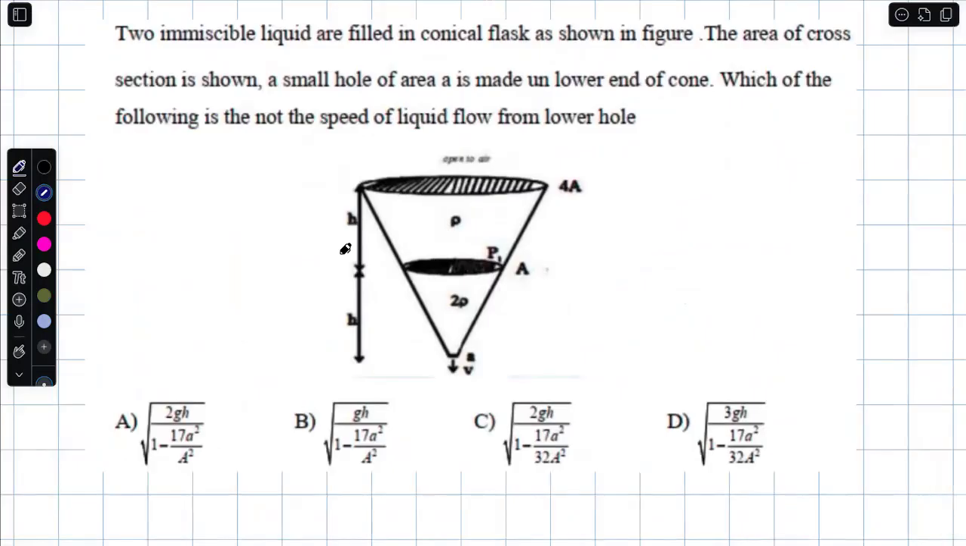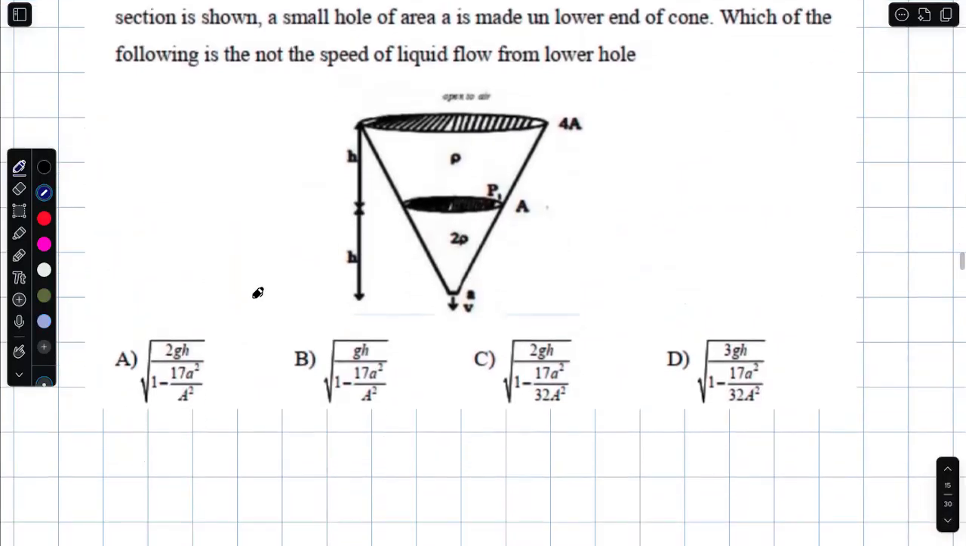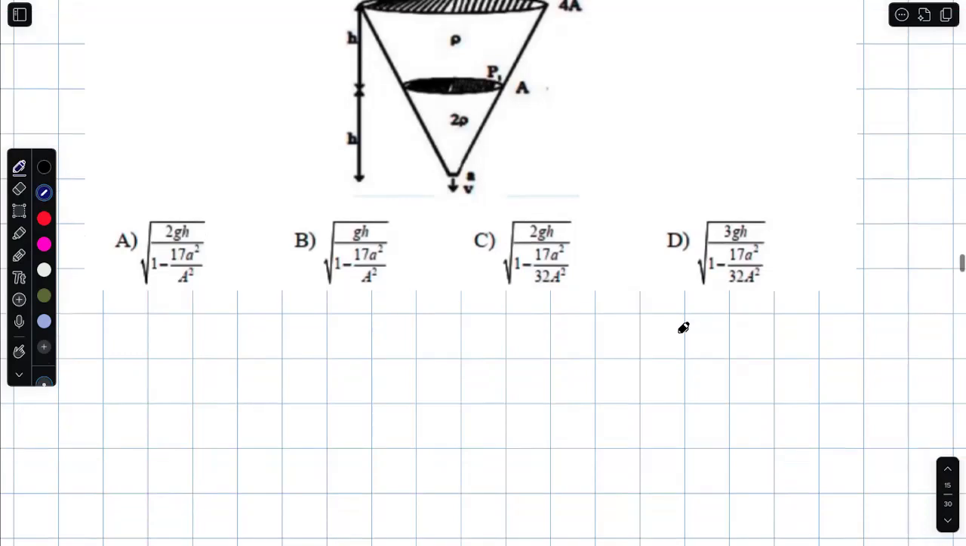Go through this question, everyone. Two immiscible liquids. Can you see the two immiscible liquids there? I'll just modify this question because clarity is missing in this question. I'll draw.